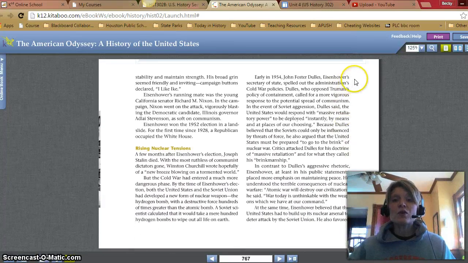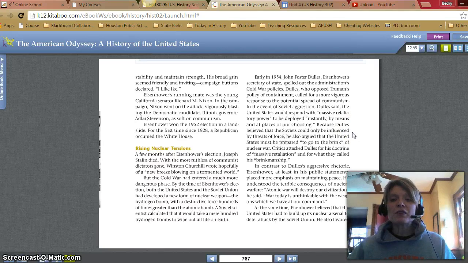Early in 1954, John Foster Dulles, Eisenhower's Secretary of State, spelled out the administration's Cold War policies. Dulles, who opposed Truman's policy of containment, called for a more vigorous response to the potential spread of communism. In the event of Soviet aggression, Dulles said, the United States would respond with massive retaliatory power to be deployed instantly by means and at places of our choosing.